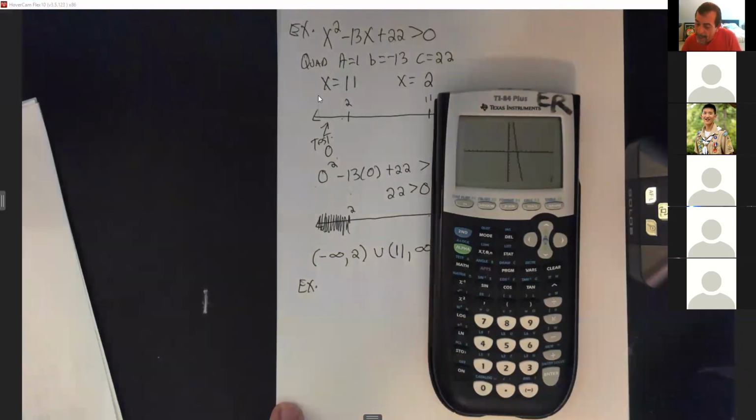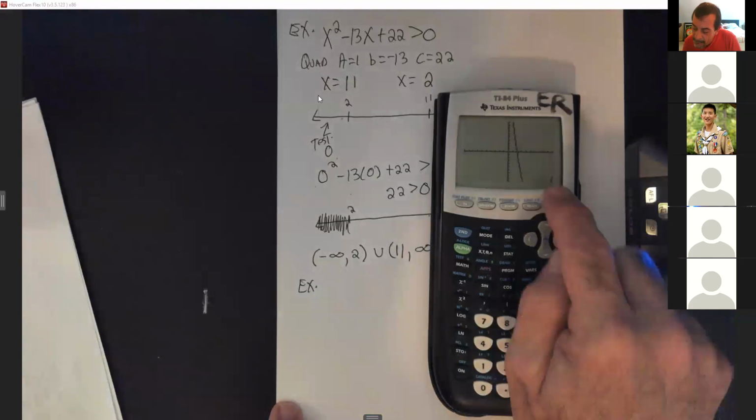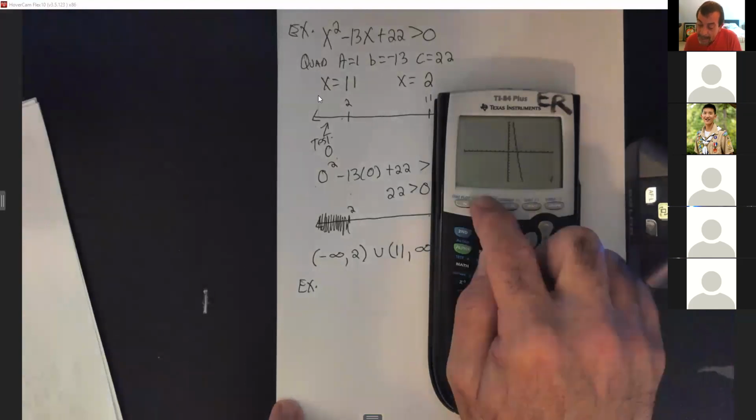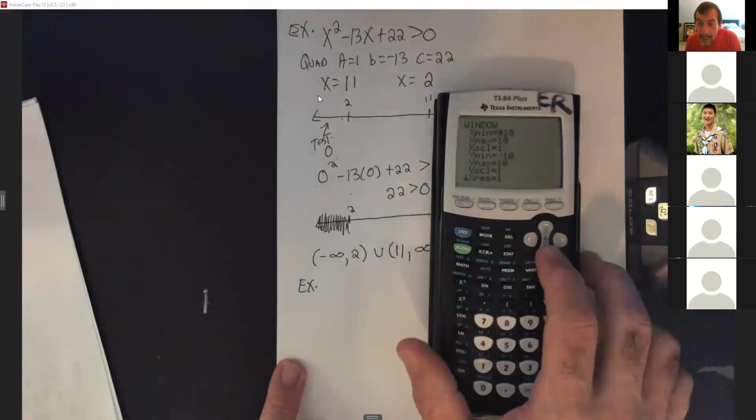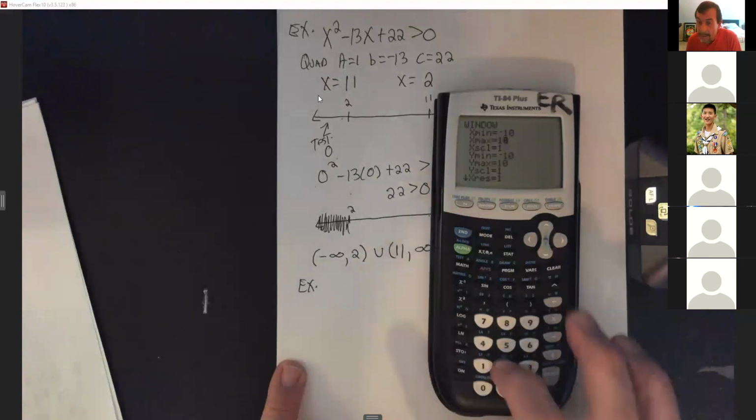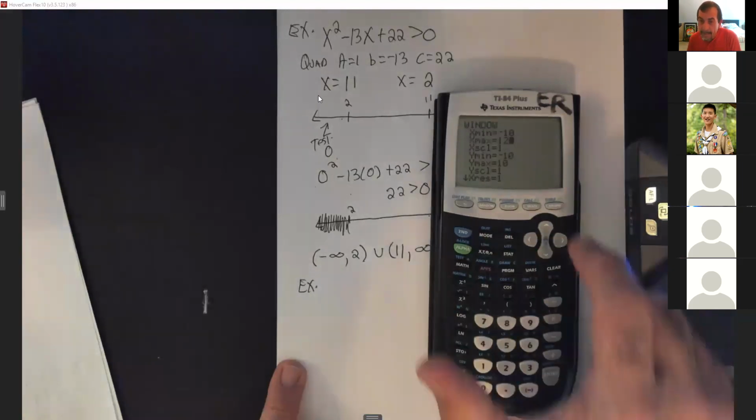Now you see it's coming up on that other side. So my window's a little bit short. So if I want it to match this graph, I got to get bigger than that 11. So let me make my X max, how about 12? And then hit that graph.